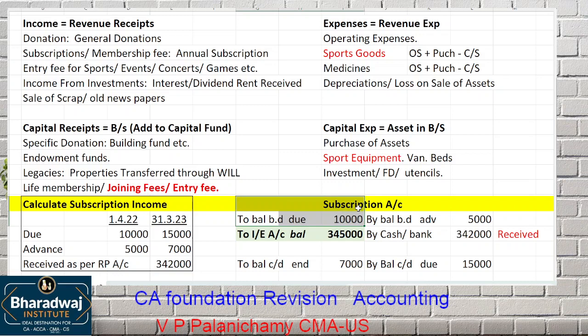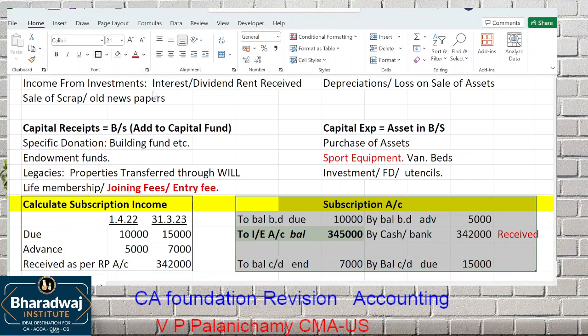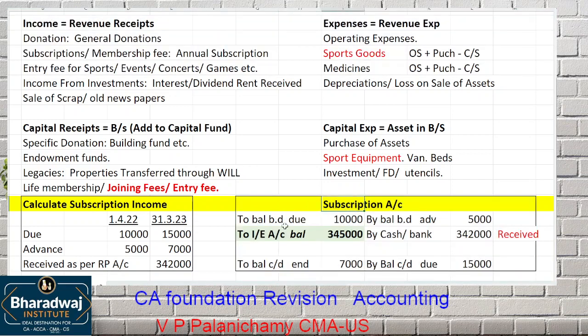Sometimes in the question they may give you, or the opening balance or the closing balance may be missing. That you have to work out. I suggest to go by ledger method. That is better. It's a uniform thing for all problems.